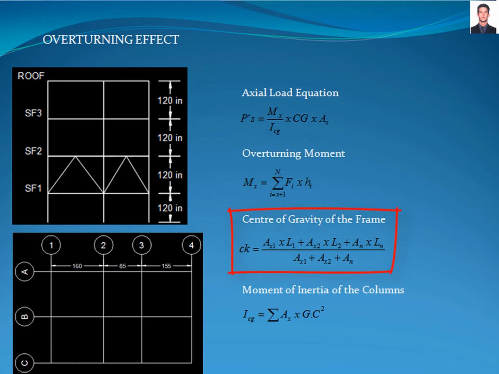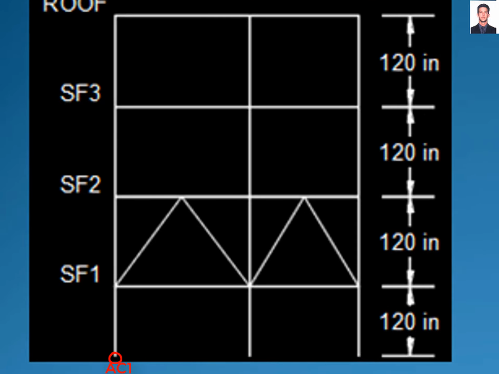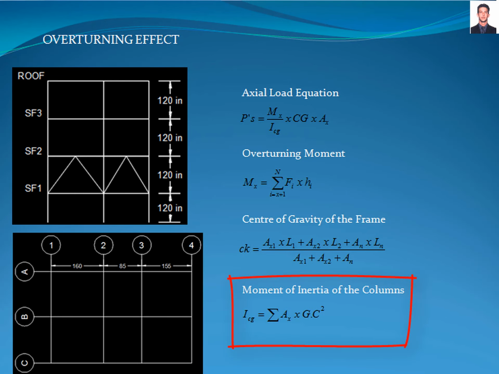The center of gravity of the frame, Ck, is calculated with this equation, where Ax is the gross section of the columns and L is the distance from a convenience point to the center of gravity of the column. For example, for this building, AC1 by L1, AC2 by L2, and AC3 by L3. The moment of inertia of the column is calculated with this equation, where Ax is the gross section of the columns and Cg is the distance from the column analyzed to the center of gravity of the section of the columns.